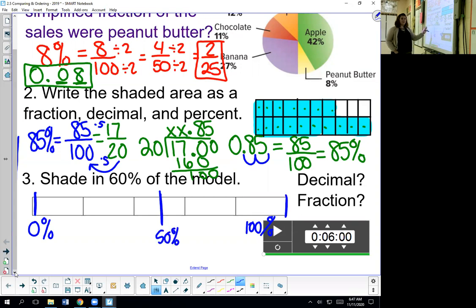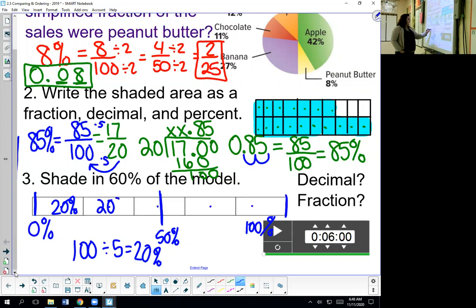So if this all adds up to 100%, first thing you need to do is think about how many sections there are. 1, 2, 3, 4, 5. So there's 100% cut into 5 sections. That gives me 20% in each section. So this would be 20%, 20%, 20%, 20%, 20%. Now, how do you know you did it right? It should add up to 100, and it does.